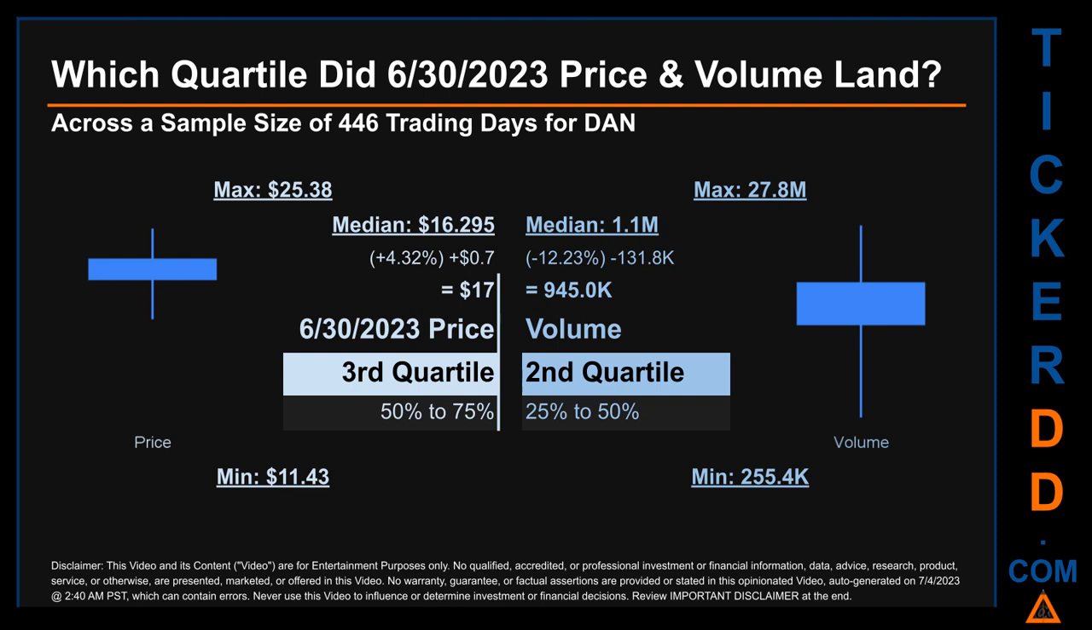Descriptively, DAN has a median price of $16.295. Therefore, June 30th, 2023 price was higher from that middle marker by 4.32%. The day's volume of 945,000 was less than the median by 12.23%.